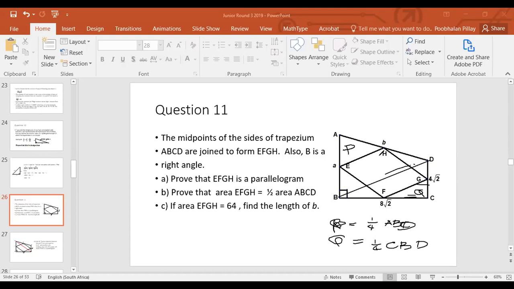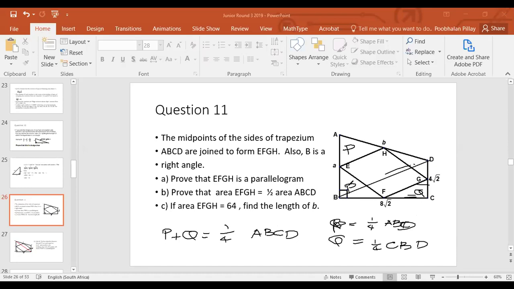But when you add these two triangles up, you're going to get the area of the entire trapezium. So when you add these two areas, you get P plus Q is equal to a quarter. If you take the quarter out, the area of this plus the area of that is the area of this entire trapezium ABCD. So that plus that is a quarter of the entire trapezium.